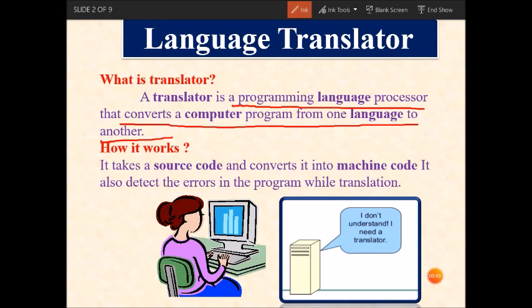But why do we need this translator? For example, if your friend is speaking English and you are talking in French, will you be able to understand each other? No. So we need a third person who knows both the languages so that you can communicate and understand each other.